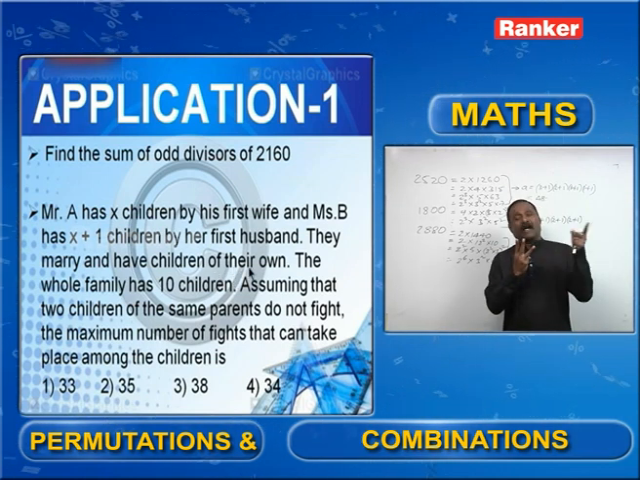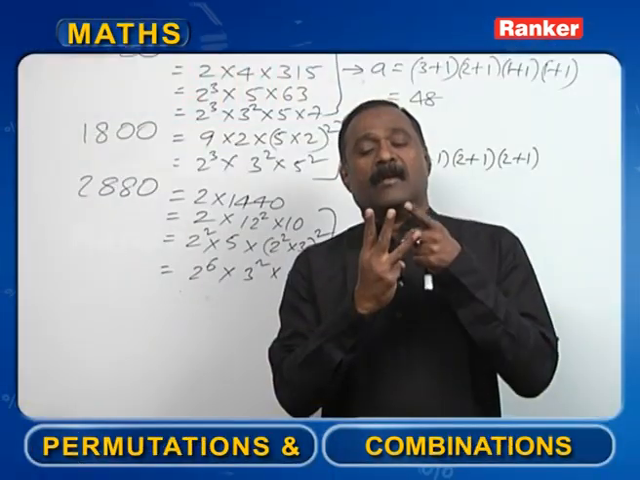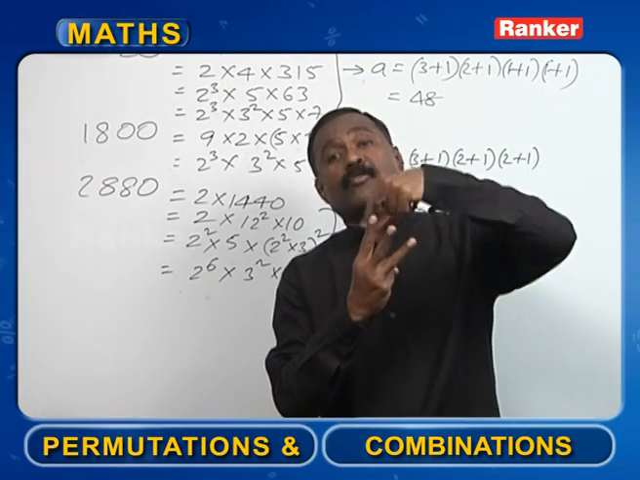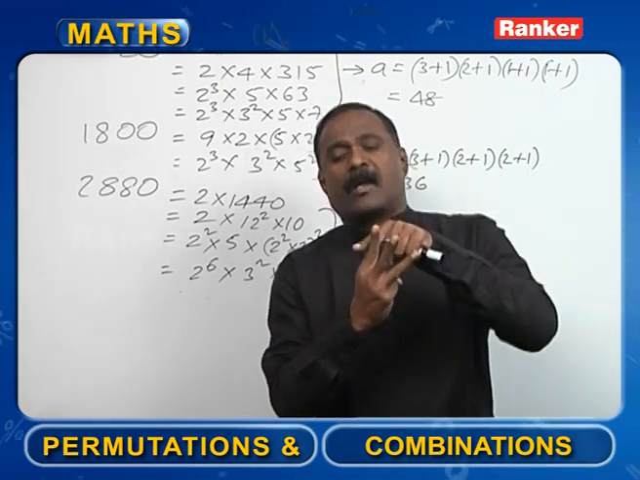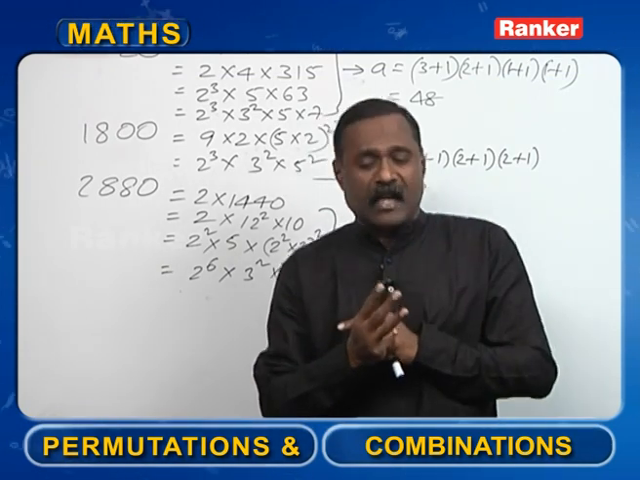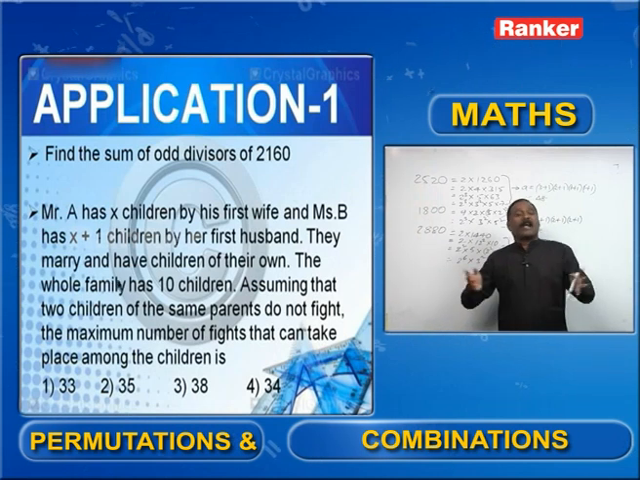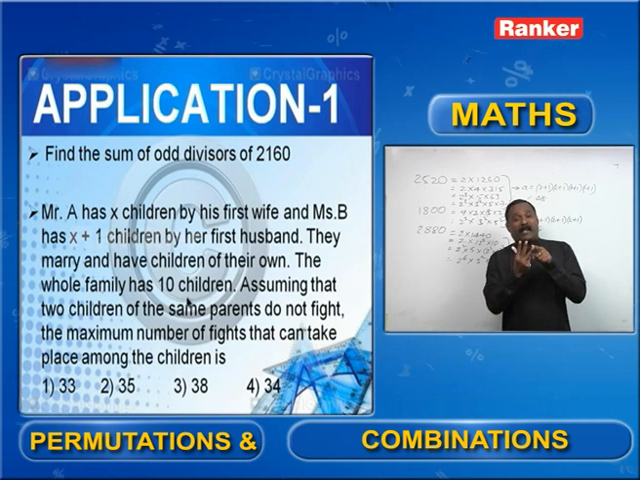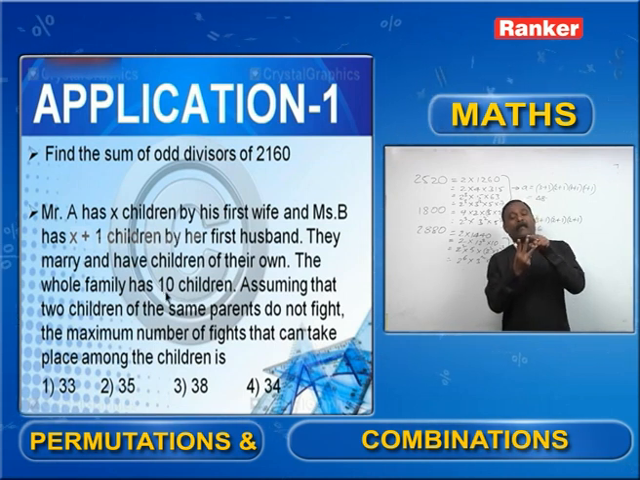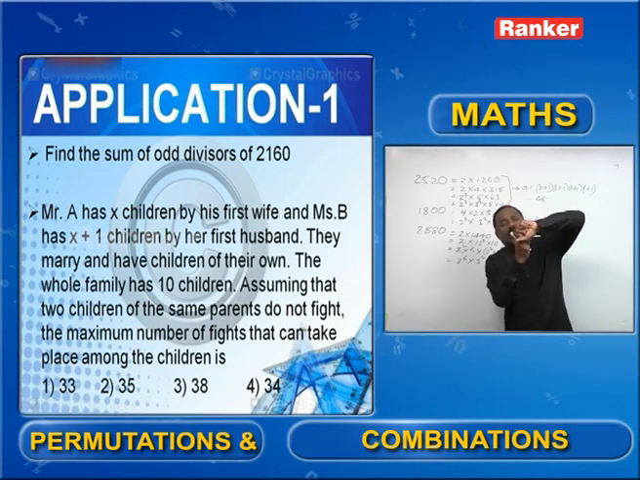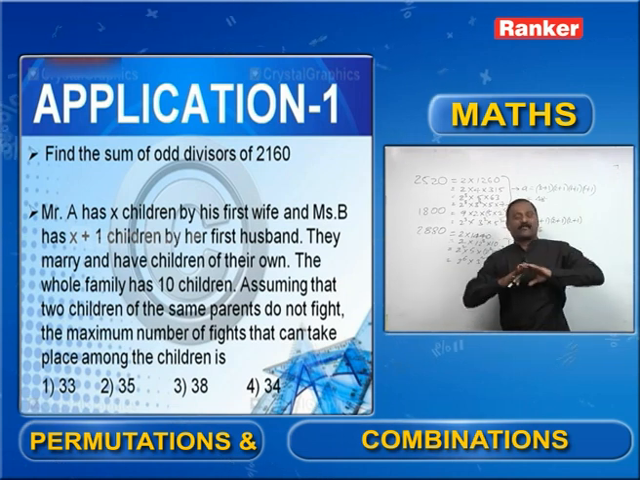Mr. A has X children with his other wife. Miss B has X plus 1 children with her other husband, and these two married and they have got some children, the number not mentioned of course. So there are 3 categories of children. Understand that first. The whole family has 10 children. Now how many children are there totally? Mr. A's children are X, Miss B's children are X plus 1, and they married and also have some children. All these together there are 10 children.